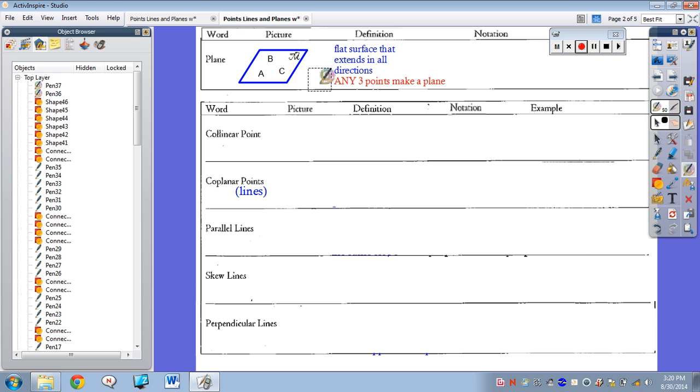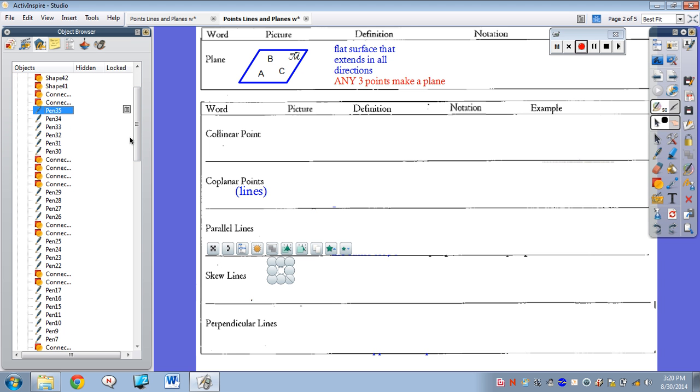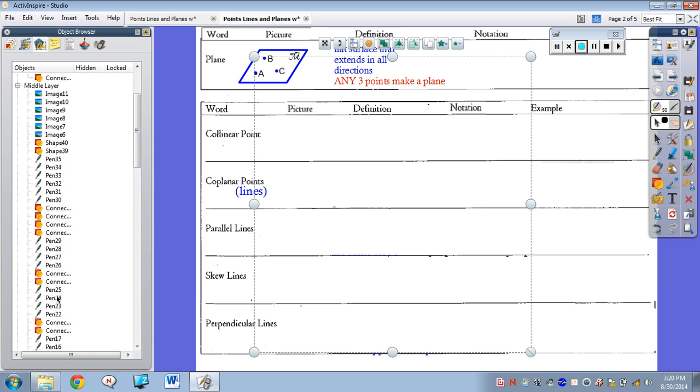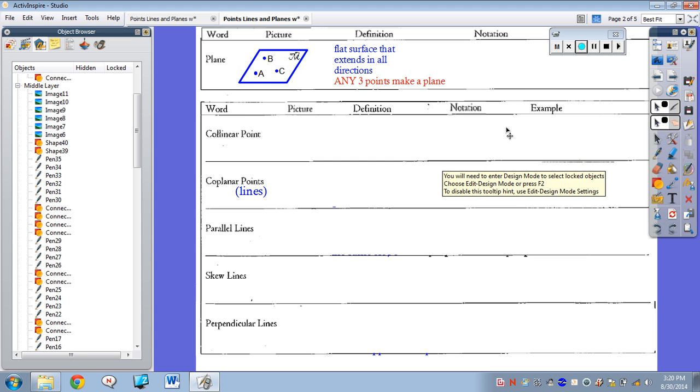Okay, so here, let me fix something really quick. Okay, so here you have 3 points A, B, and C on a plane. Okay, this flat surface right here, the shape, and you have this uppercase script M. So just keep note of that.